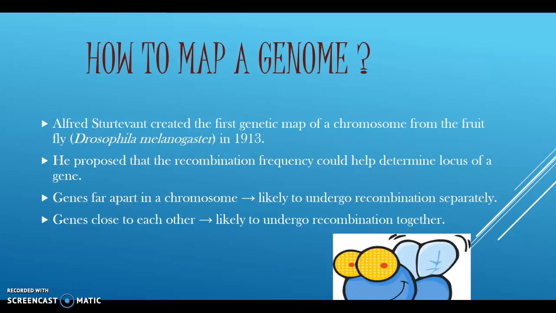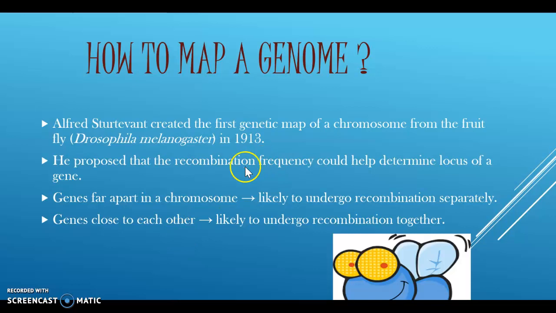Next, how to map a genome. If we know the genome, how to map it can be learned. Alfred Sturtevant created the first genetic map of a chromosome from the fruit fly, Drosophila melanogaster, in 1913. He proposed that the recombinant frequency could help determine the locus of a gene.